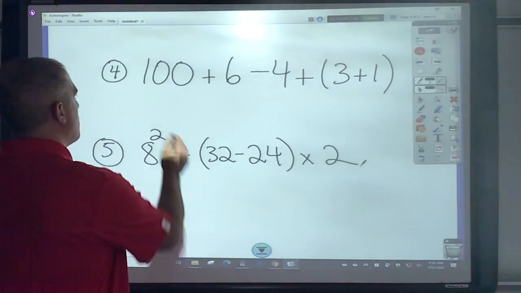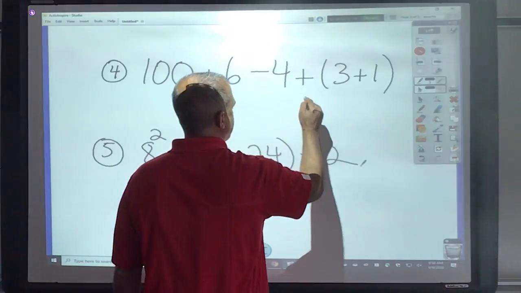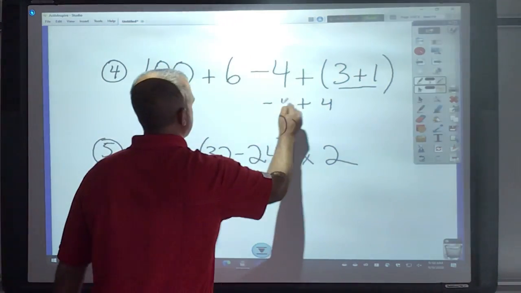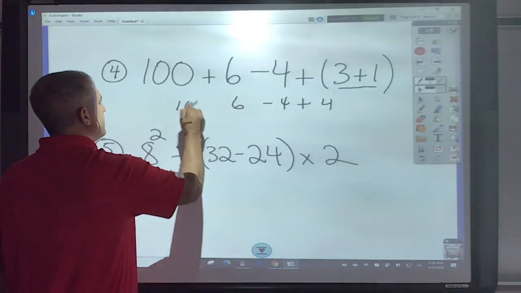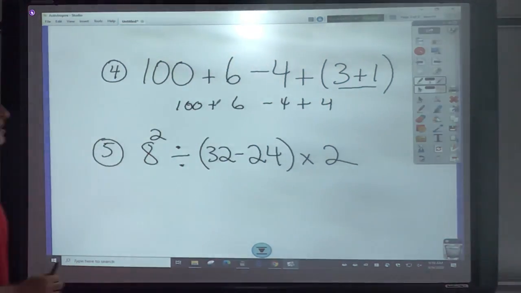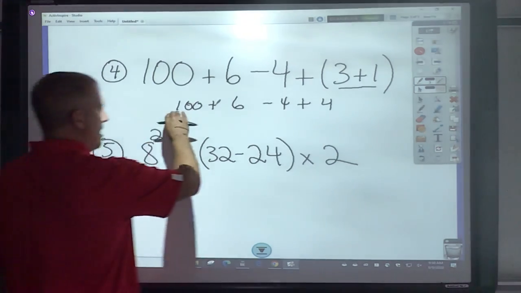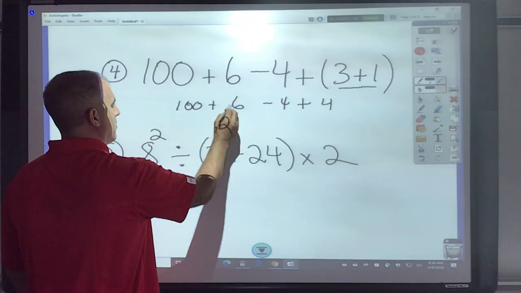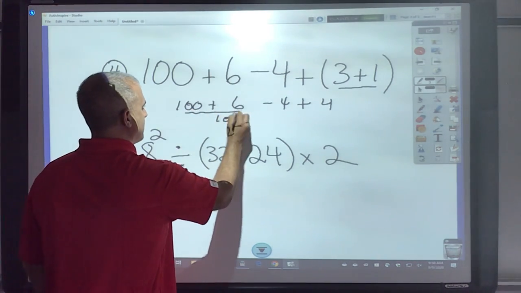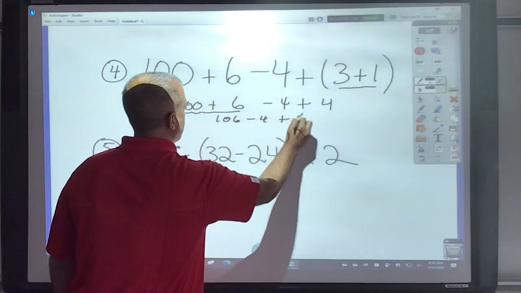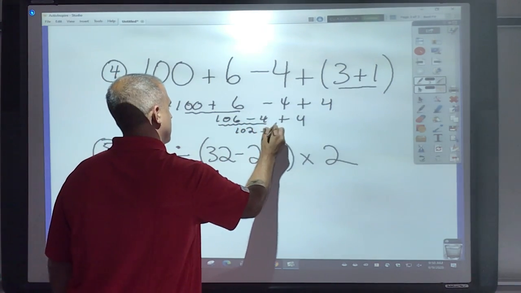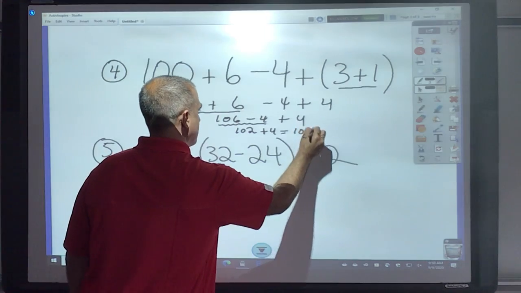Okay? So what would I do first here? I got to handle these parentheses. So 3 plus 1 would be 4. And then I got a bunch of addition, subtraction. Now, how do I handle this? Because these are all tied, I work left to right. So I would do this first, which would be 106 minus 4 plus 4. Then I would do this one, which would be 102. And then I would just add it and give me 106.